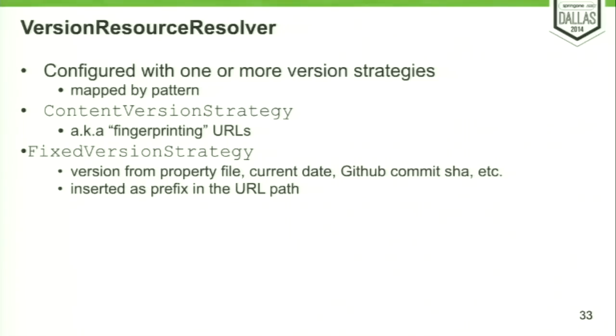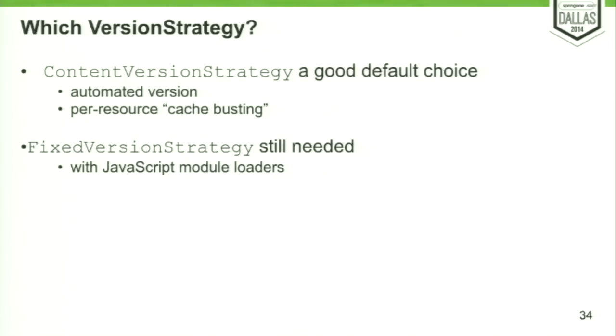The version resource resolver, basically, we started with the notion of fingerprinting URLs, which comes from Ruby on Rails. But eventually we arrived at something a little bit more general called a version resource resolver, which contains a content version strategy. That basically is what gives you fingerprinting URLs. And there's also a fixed version strategy, which inserts a prefix at the beginning of the URL. And that's a fixed prefix that could be anything. It could be a version that comes from a property file. It could be the current date, or maybe even a GitHub commit SHA, which is what's used in Sagan.